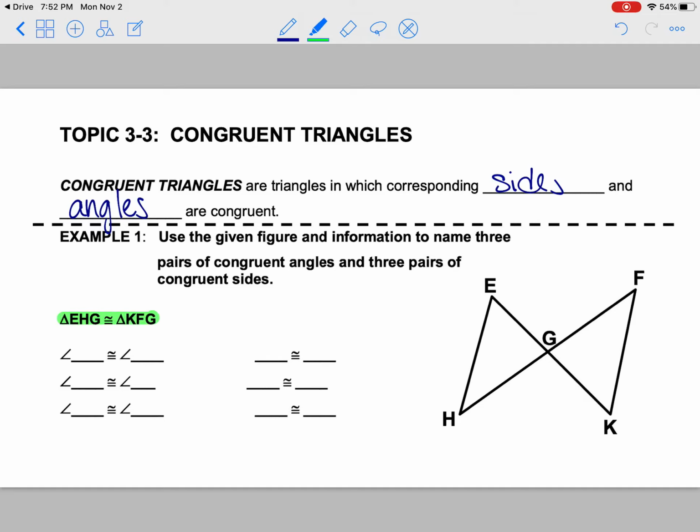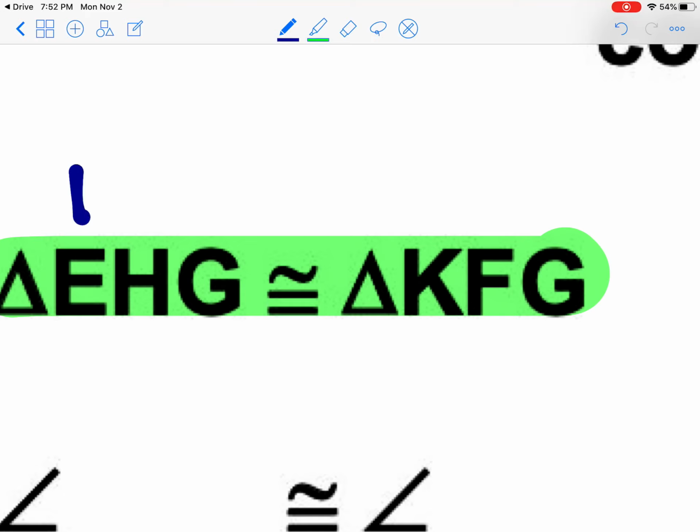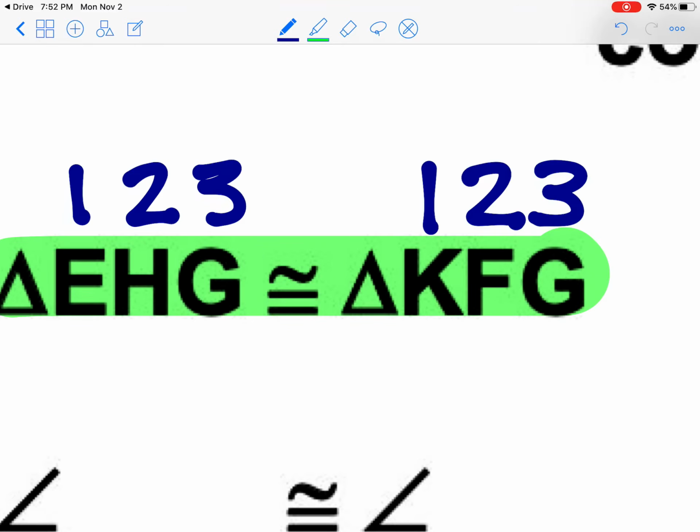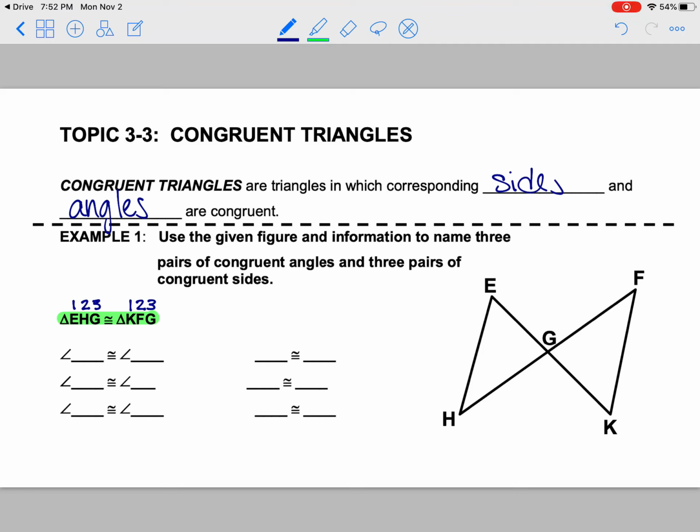So let's look at this picture below. We were given here that triangle EHG is congruent to triangle KFG. If we break this down, the first letter here is going to correspond to this letter here. So E and K are corresponding, then H and F are corresponding, and then the two G's are corresponding. When you look at your picture, E and K are corresponding, which means that the triangles have been flipped, okay?